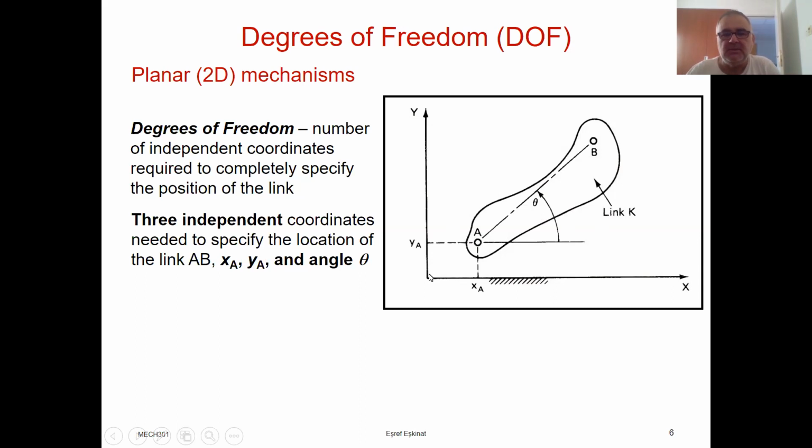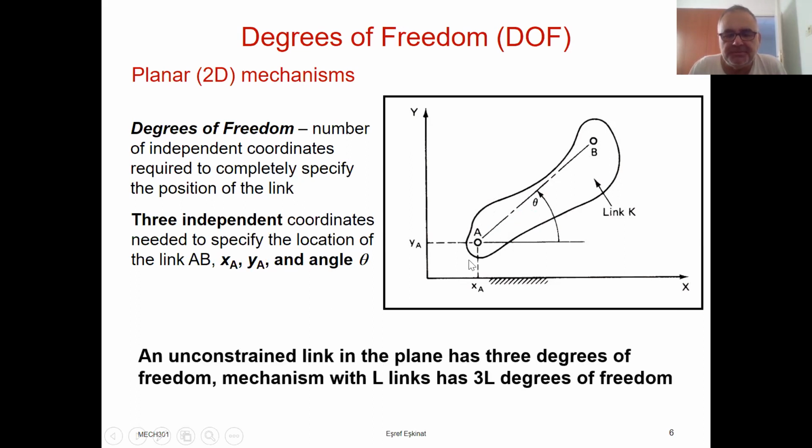Planar space has 3 degrees of freedom. That is, an object in 2-dimensional space has 3 degrees of freedom: x, y, and theta coordinates. In order to describe the motion of a rigid body in 2-dimensional space, we need 3 degrees of freedom. So if you have a mechanism that has L links, there is 3L degrees of freedom. That is, if you have 3 links with 3 degrees of freedom, in total you have 9 degrees of freedom. That's what this says.